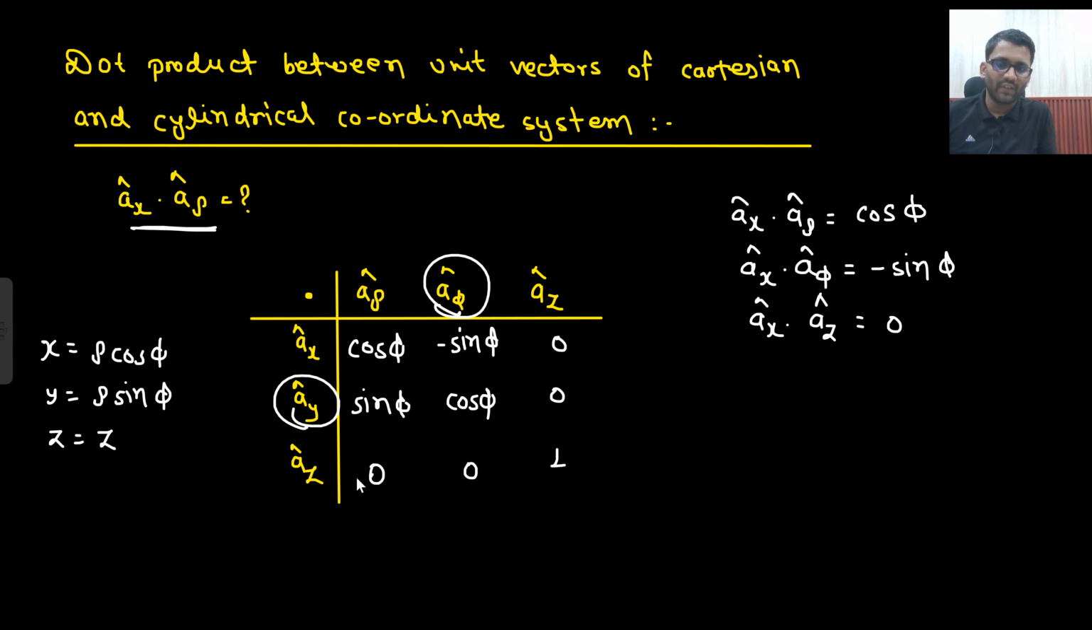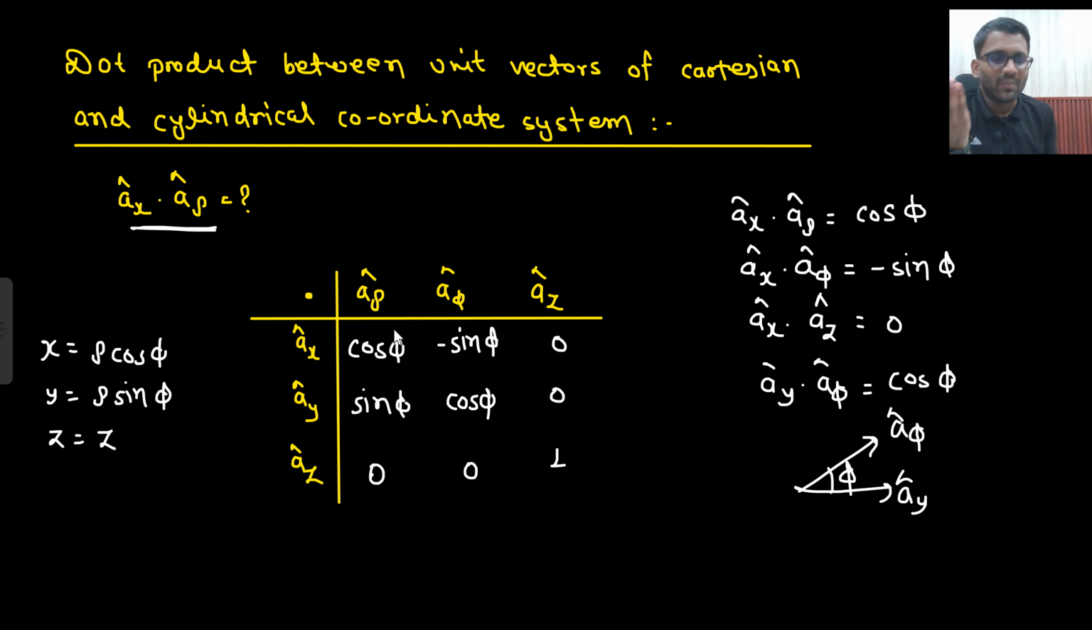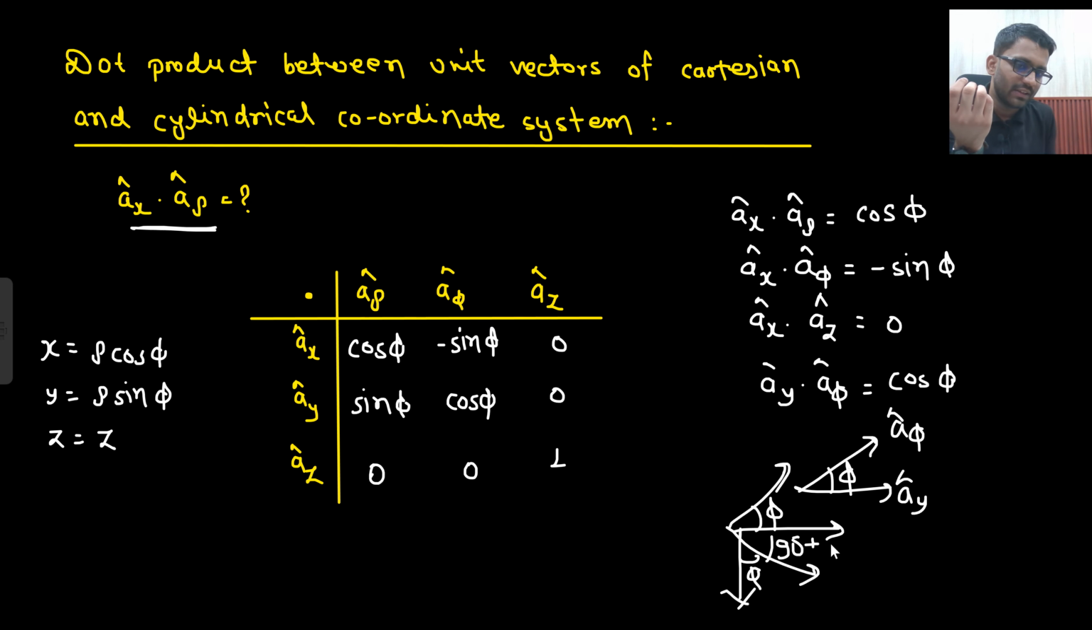A phi cap dot AY cap, or AY cap dot A phi cap. But by geometry I remember, yaar. This is very easy. A phi, AY, the angle is phi here. So that will be cos phi. If I were the student, I would not make this particular table, or matrix, whatever I can say, because this much geometry I can remember. x, y, rho, phi. This angle is phi. This angle is phi. This angle is 90 minus phi. That's it. Everything is clear.